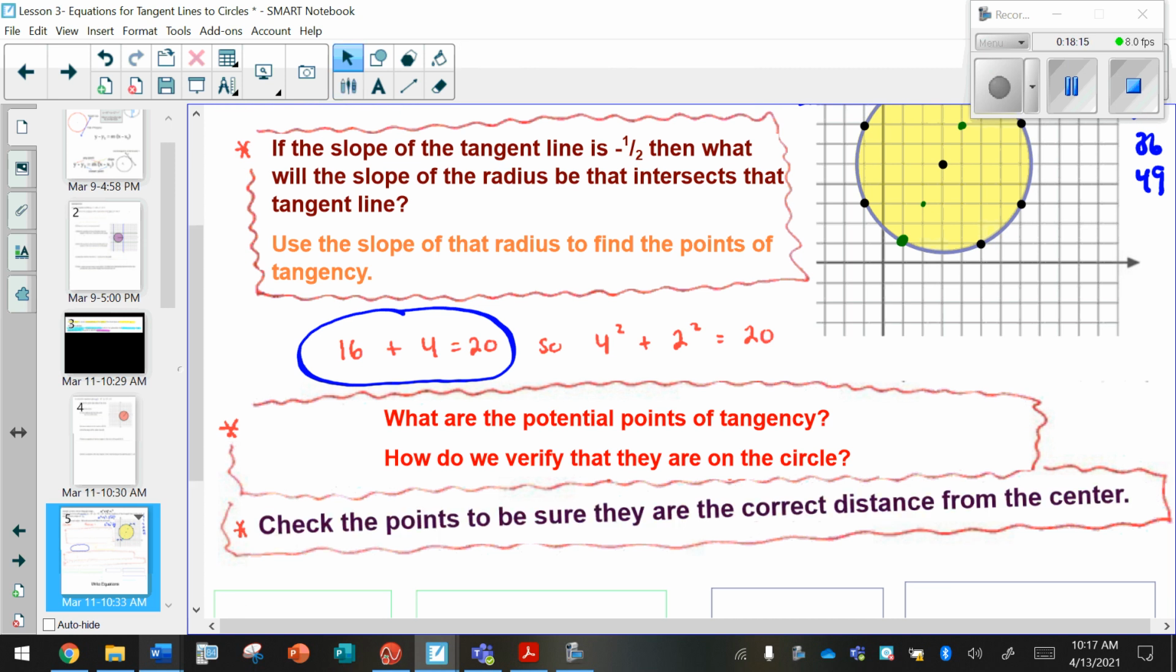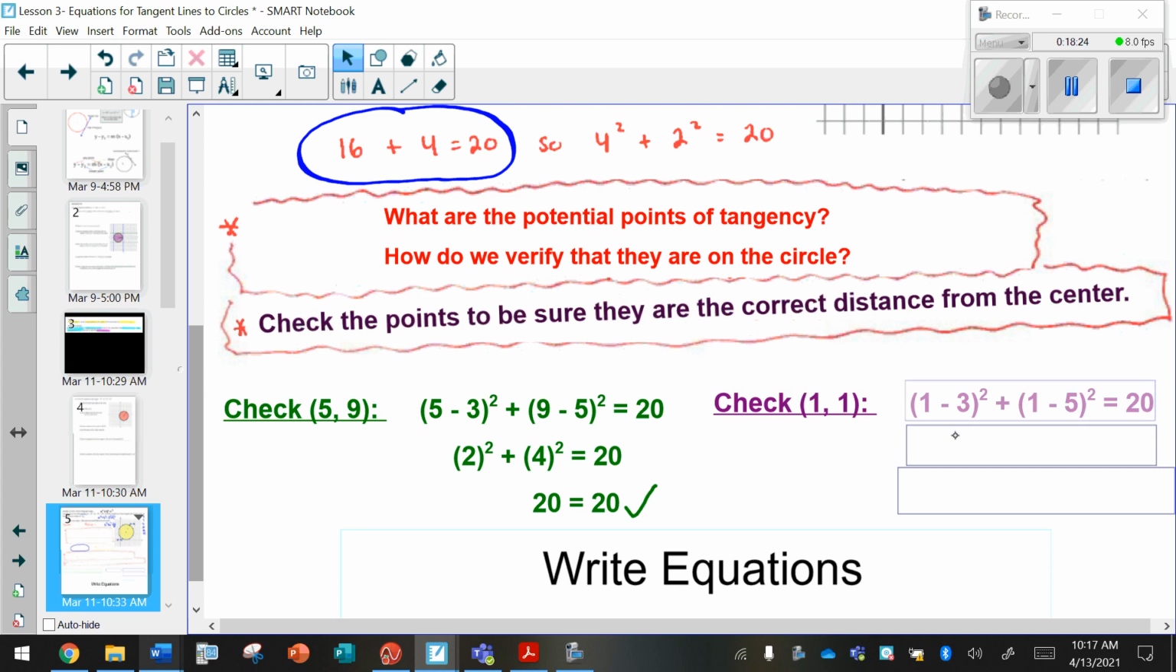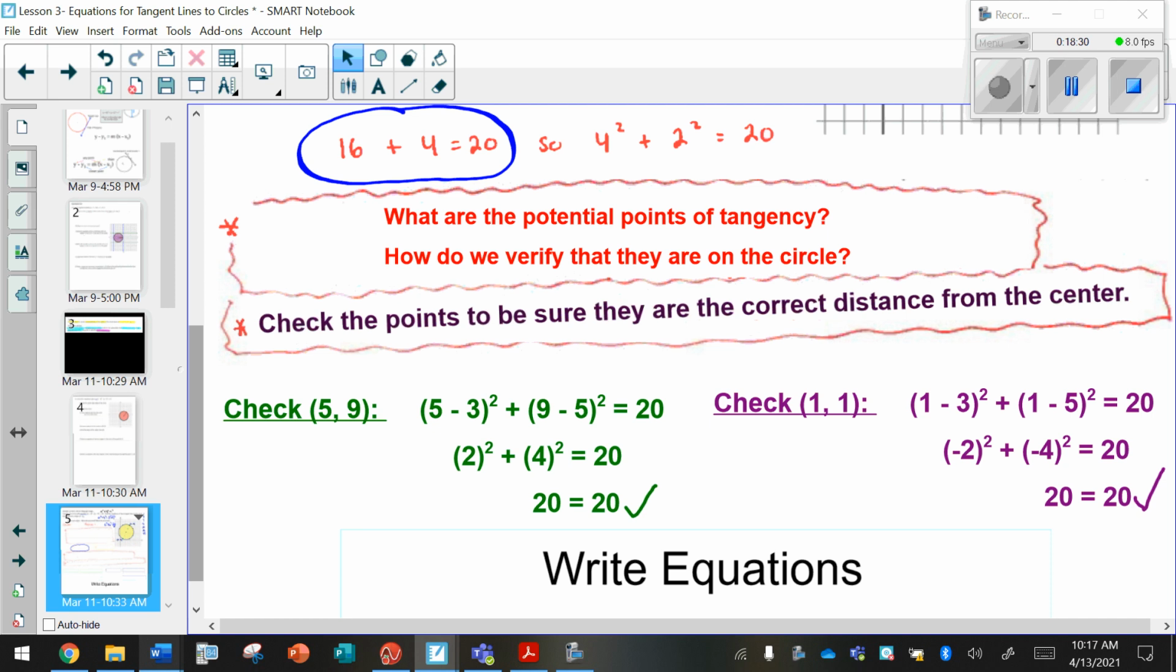Once we have those points, we can check them. And those points are indeed on the circle. And if they're on the circle, that means they are the correct distance away from the center of our circle, matches the radius length because I plugged it in and it checked. Now we know the points.